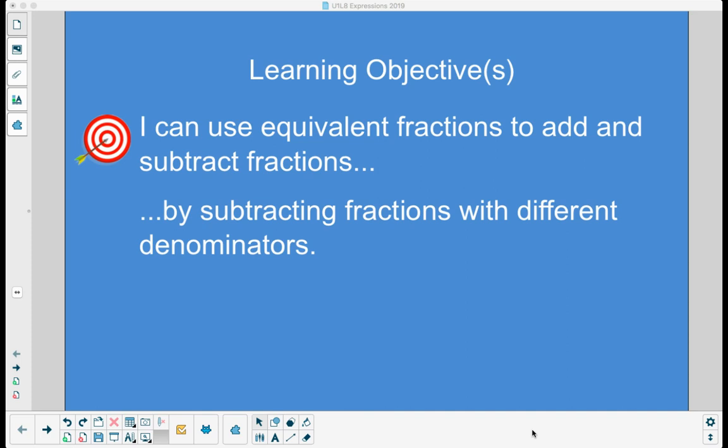Welcome to Unit 1, Lesson 8, Subtracting Fractions with Unlike Denominators. Our target is: I can use equivalent fractions to add and subtract fractions. Huge target. You have to be able to make equivalent fractions. Today we'll be working on subtracting fractions with different denominators.